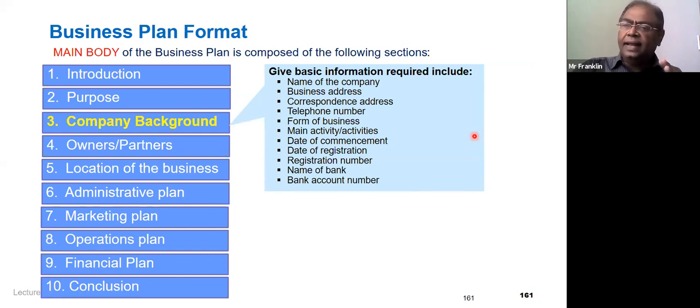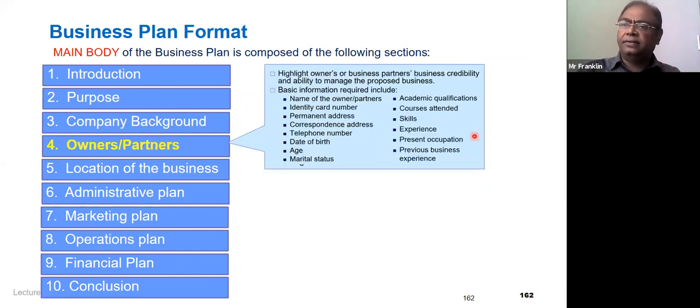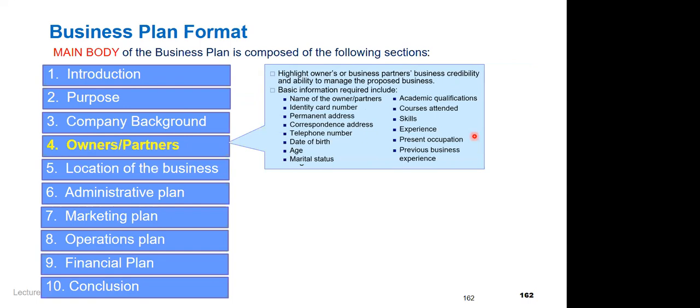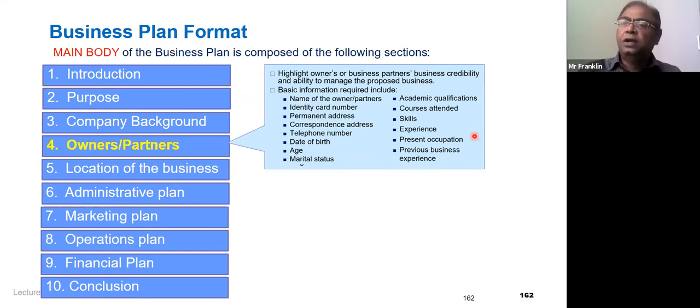Then the next part is the owners and partners. Here I highlight who the partners of the company are. For example, one partner is Joseph, the other partner is Sharul, so you write down the name, IC, address, correspondence address, telephone number, date of birth, age, status, academic qualification, skills. So all the information about the partner. Now, why do you need this information? Why do you need this information?